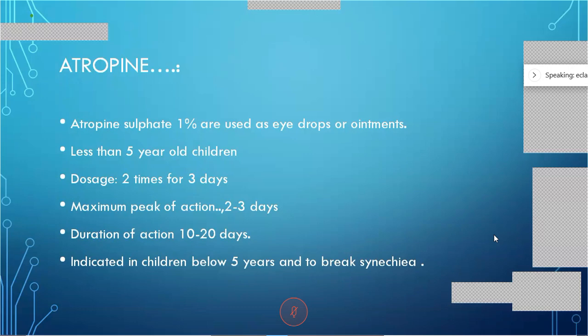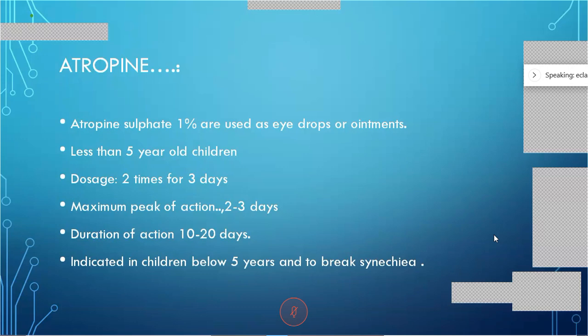It should be instilled 2 times a day for 3 days continuously. Then only we'll get the dilatation in newborn children and up to 5 years age group children. The maximum peak of action will be 2 to 3 days after starting the drug. The duration of atropine action will last about 10 to 20 days. It is indicated in children below 5 years and to break the synechia.